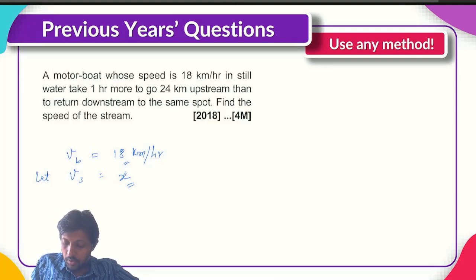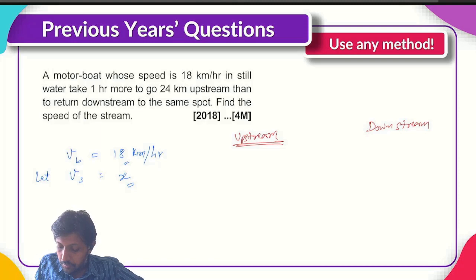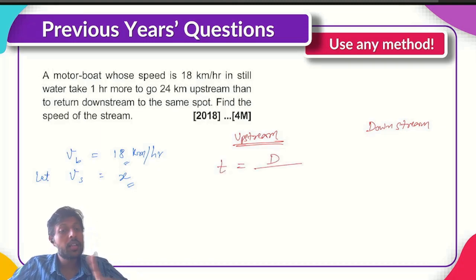So there are two types of motions. We'll consider those separately: upstream motion and downstream motion. We are concerned about the time it takes to go upstream and the time it takes to come downstream. Let's assume that the distance is d. Distance upstream is d, distance downstream is d. So what is the time taken? Time taken is distance upon the velocity.